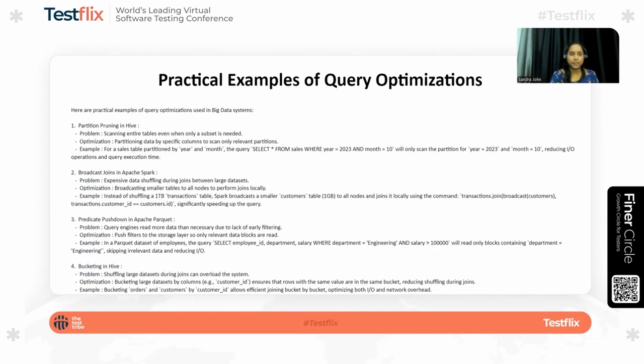Broadcast joins in Apache Spark. Expensive data shuffling during joins between large data sets is another problem. Broadcasting smaller tables to all nodes to perform joins more locally, instead of shuffling 1 TB or a huge amount of transaction tables.